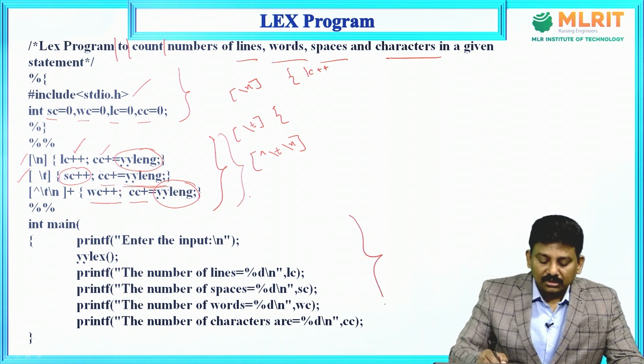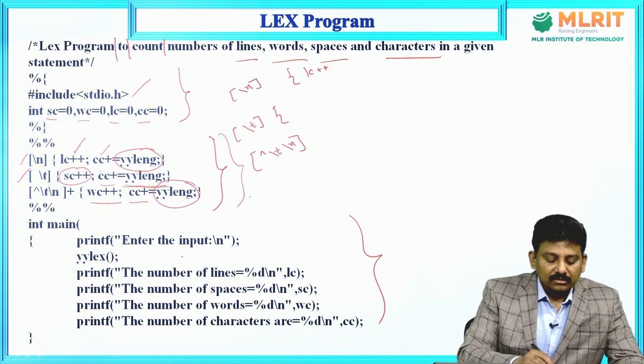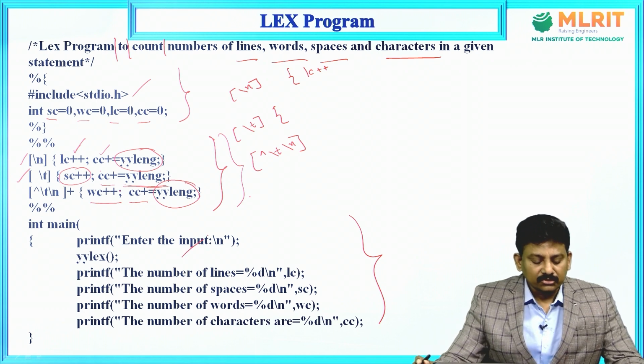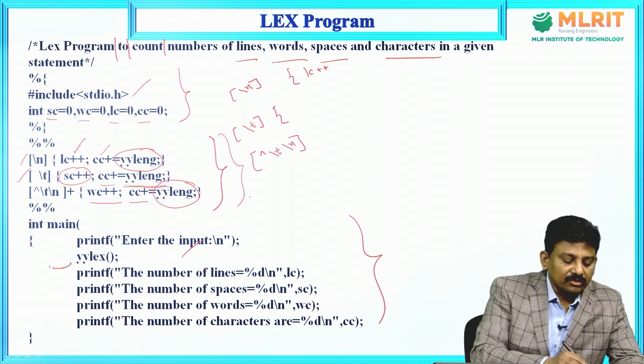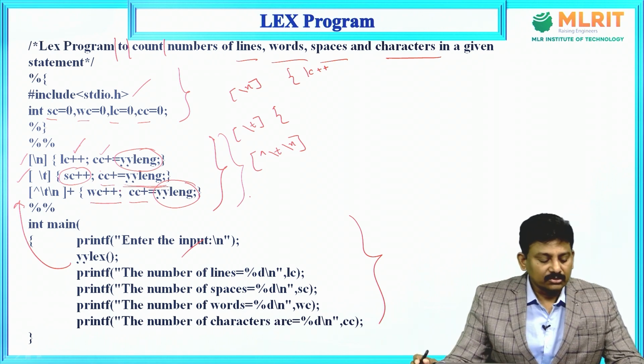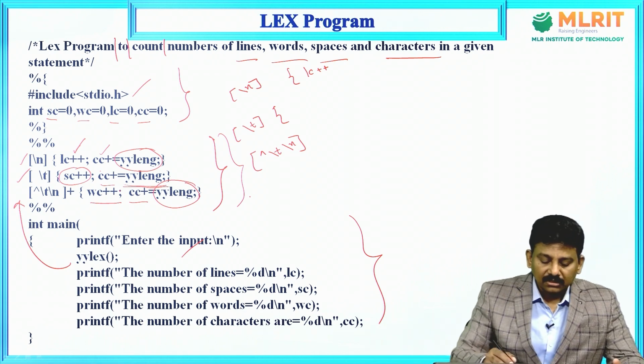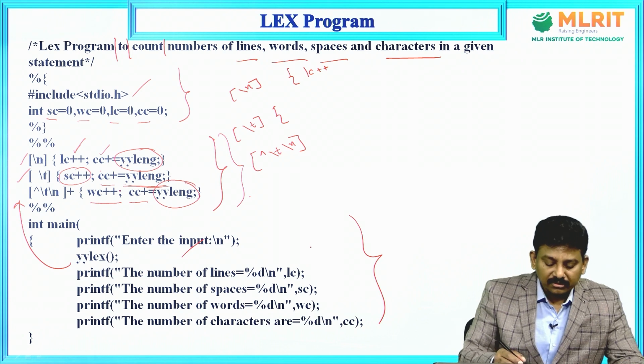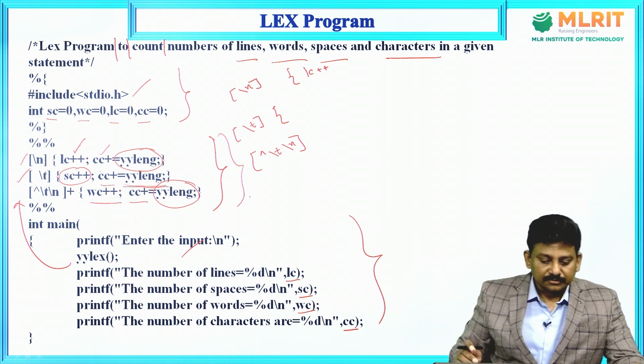Coming to auxiliary functions, as usual printf will ask the user to enter the input, yylex will pass whatever input from the user to the rule section, then finally we will print the values of the variables: line count, space count, word count and character count.